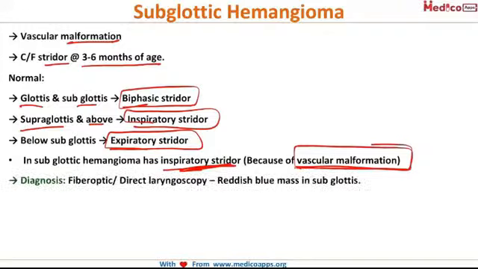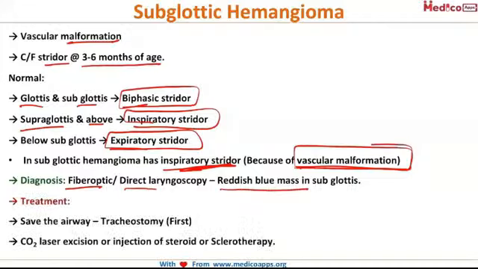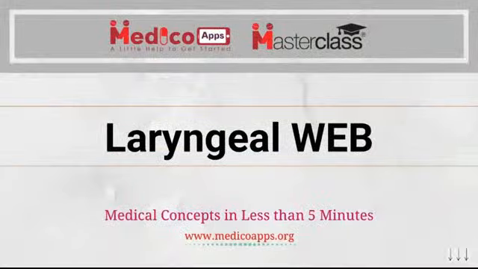So the diagnosis will be via fiber optic laryngoscopy or direct laryngoscopy, and on examination you can find a reddish blue mass in the subglottis. Once the diagnosis is confirmed, the most important treatment is tracheostomy to save the airway, and carbon dioxide laser excision or injection of steroid or sclerotherapy for the vascular malformation.